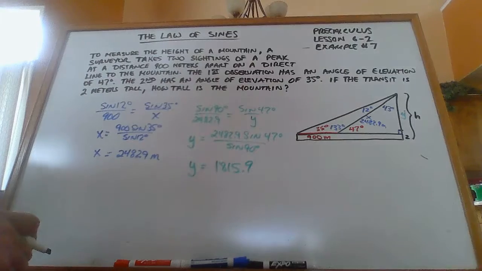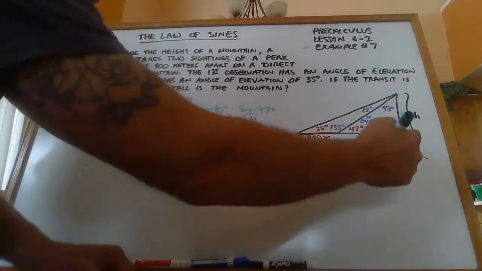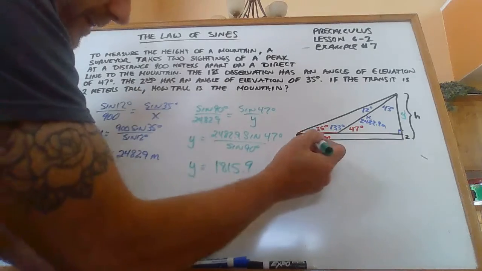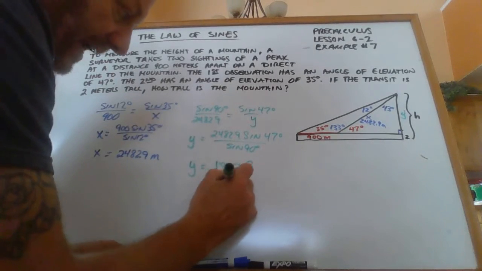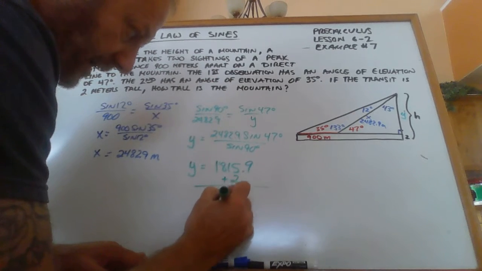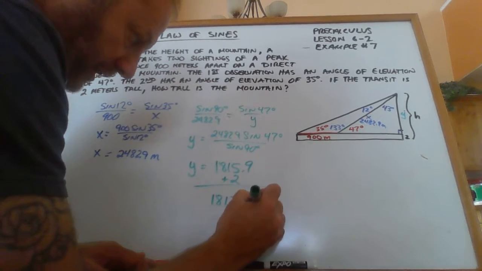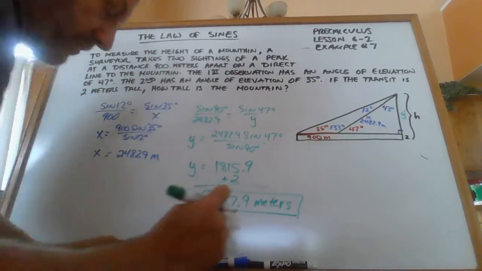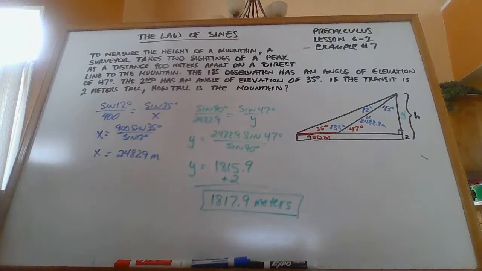Now here's the part everybody forgets. That is not the height of the mountain, because the height of the mountain is 2 meters above this, so I need to add 2 to this. So the height of the mountain is 1,817.9 meters. So be careful you're solving for what you're supposed to solve for.